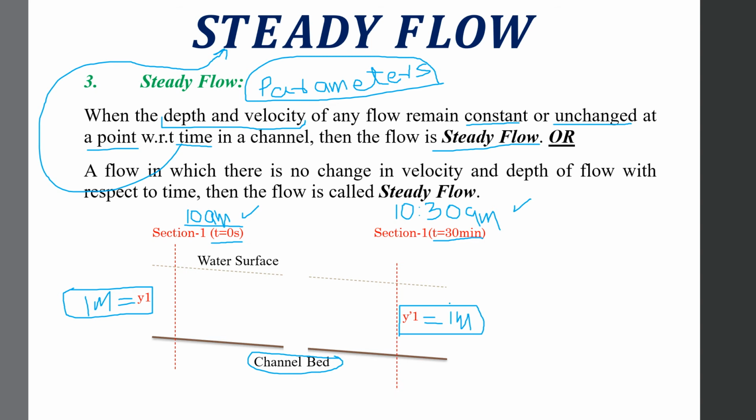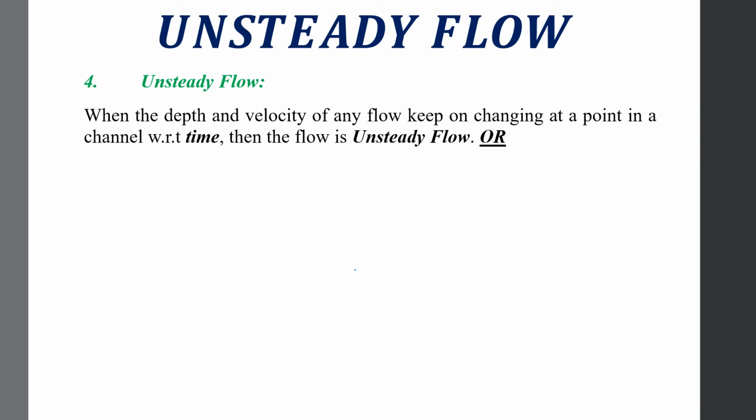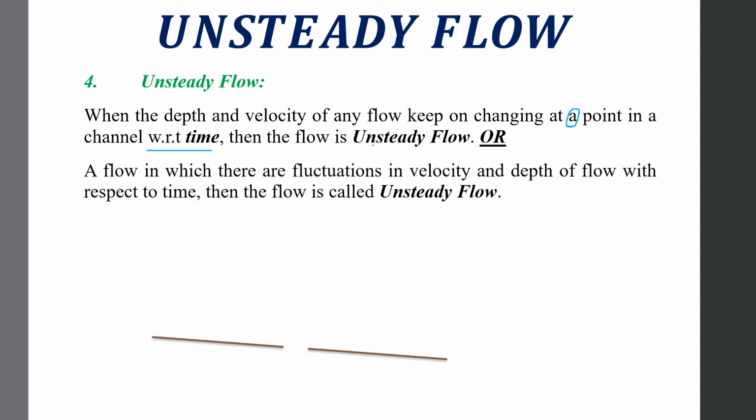So at both the times at a single point, section 1, this is also section 1, this is also section 1. This section is for 10 a.m. and this section is drawn for 10:30 a.m. So there is no change in depth of flow, so this will be steady flow. What will be unsteady flow? Simply, the unsteady flow will be when the depth and flow velocity keep on changing at a point. At a point, meaning the point of observation is fixed in a channel, with respect to time, then the flow is known as steady. So how can you show this steady flow?